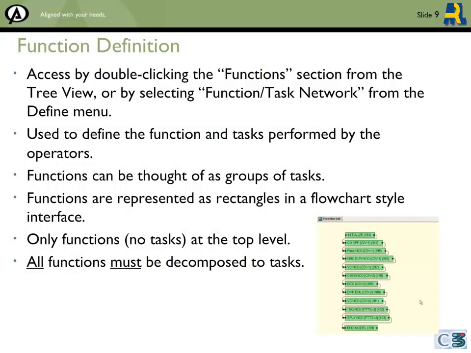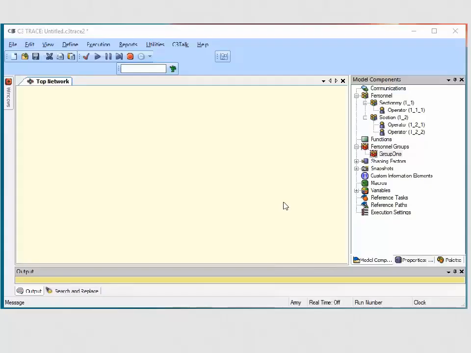In C3TRACE, only functions are defined at the top level of the network diagram. Functions can be thought of as being containers for tasks. Functions are also represented by a node in the Model Components view. Double-clicking on the node brings up the Task Network window.